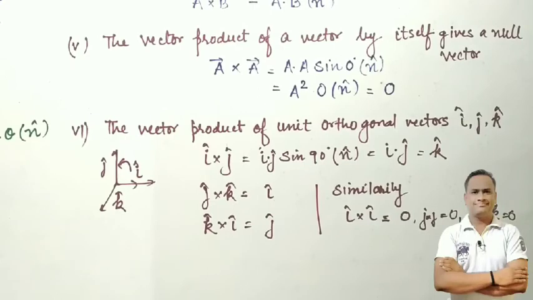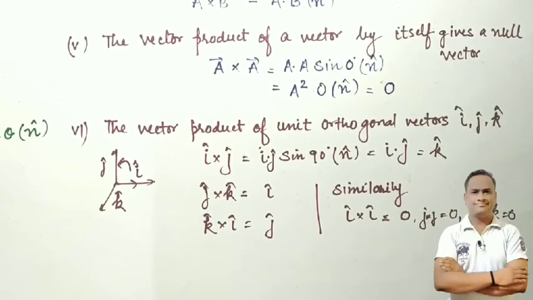So these are the properties of the two vectors while having the vector product. Hopefully students, you all have got my point. If still you are having any problem, you all may ask me. Surely I will assist you.